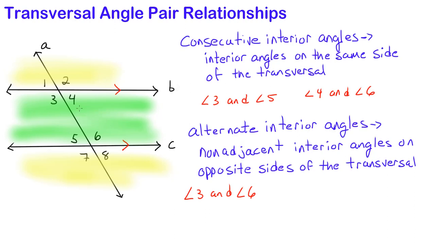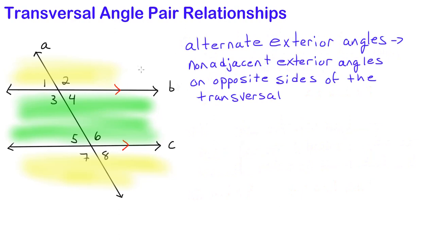If you're wondering why you can't say angle 3 and angle 4, remember it says here non-adjacent, and angle 3 and angle 4 are adjacent. Look at the other pair. We have angle 4, and angle 4 is to the right of the transversal, and we have angle 5, which is to the left. So our other pair of alternate interior angles is angle 4 and angle 5.